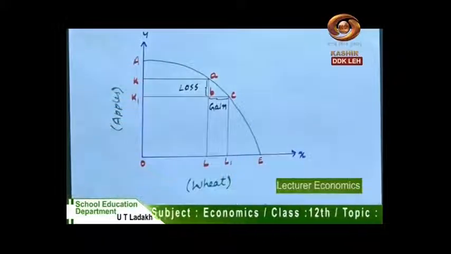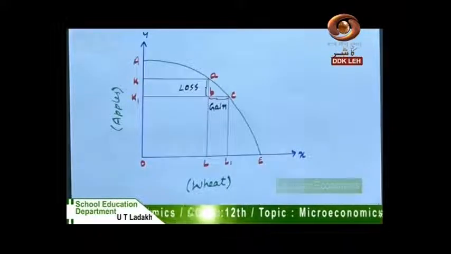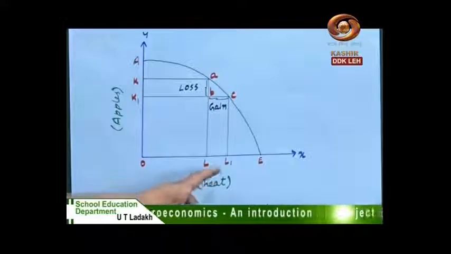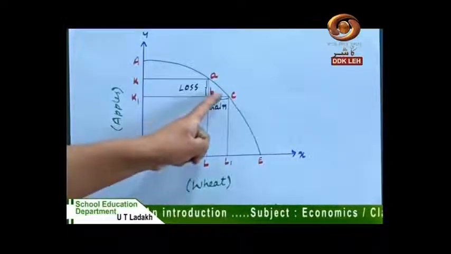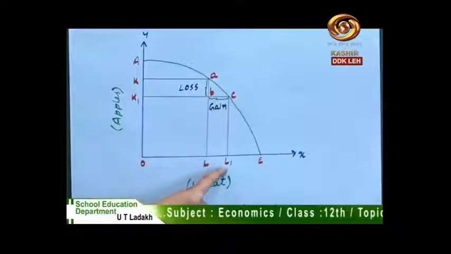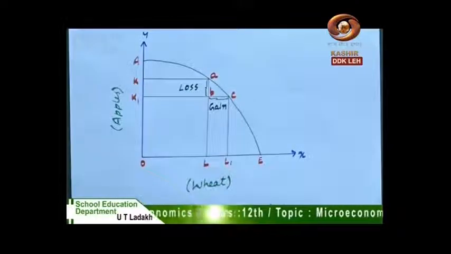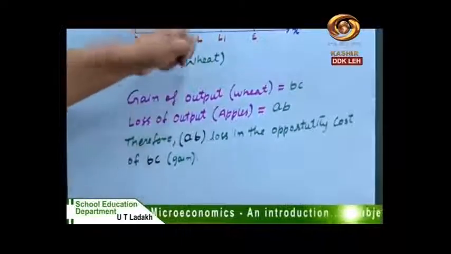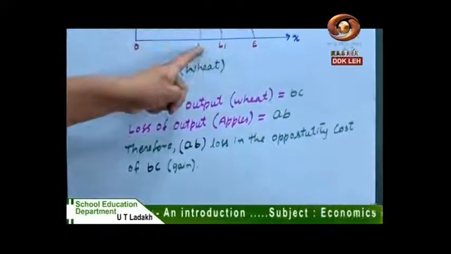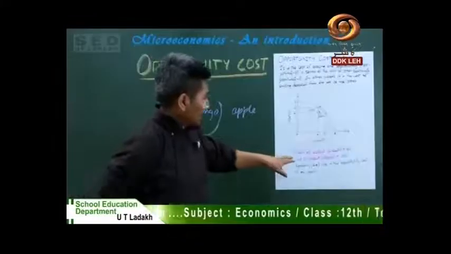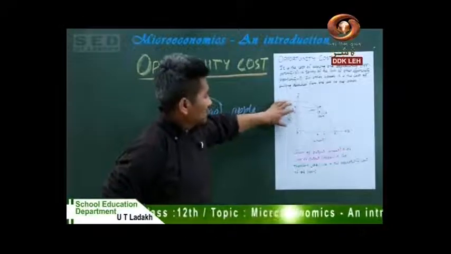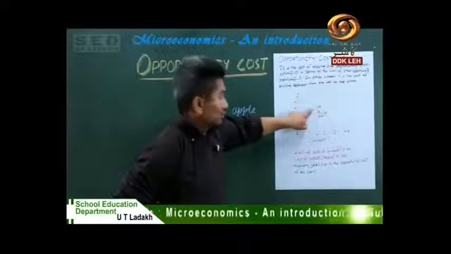Now what will be the opportunity cost? Here you see the gain of output, that is the gain in the production of wheat, is equal to BC, which is also equal to LL1. And the loss of output, that is the loss of production of apples, is equal to AB. Here I have shown the loss.